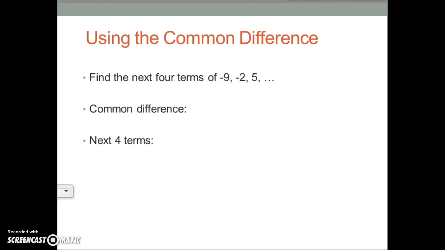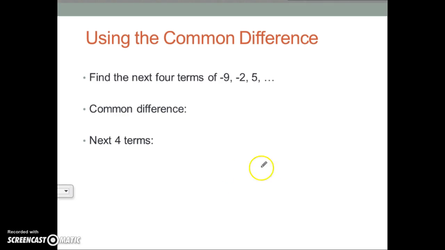Once we have identified the common difference, we can use it to find the upcoming numbers in our sequence. In this example, we have negative 9, negative 2, 5, and 3 dots. These 3 dots indicate that this is an infinite sequence, meaning it goes on and on forever. From the terms listed, we can determine the common difference by identifying the pattern. Since this is an arithmetic sequence, I know that we are adding the same value to get to the next term.